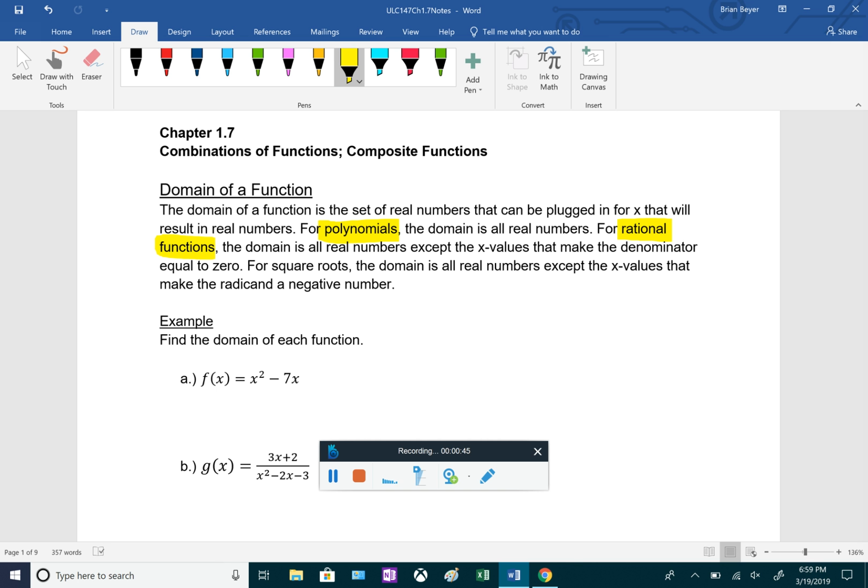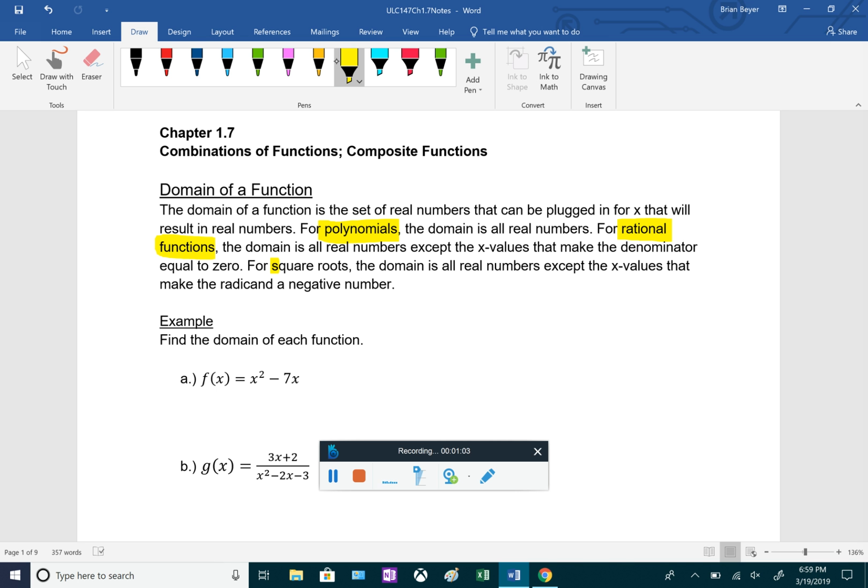The other one is rational functions. Rational functions are going to be a ratio of polynomials, so a fraction with a polynomial in the numerator, polynomial in the denominator. The domain for rational functions is going to be all real numbers, except the x values that make the denominator equal to 0 because we can't divide by 0.